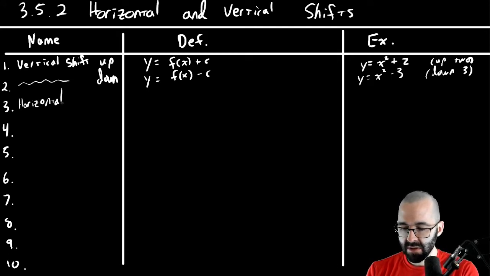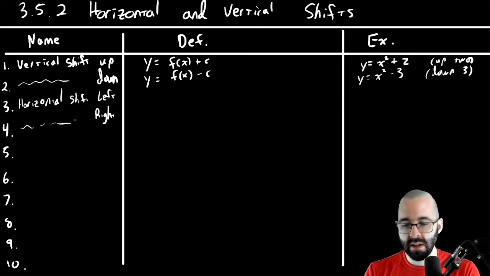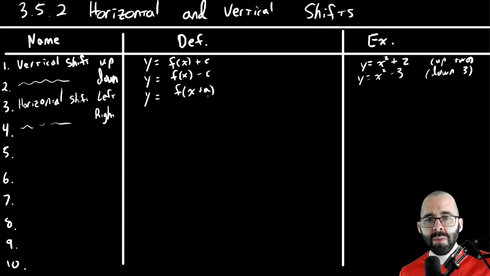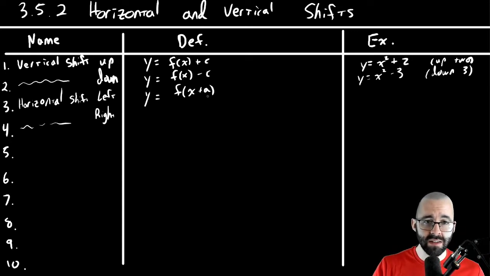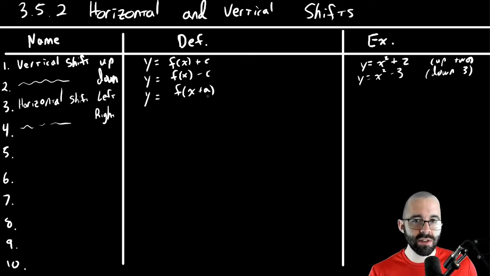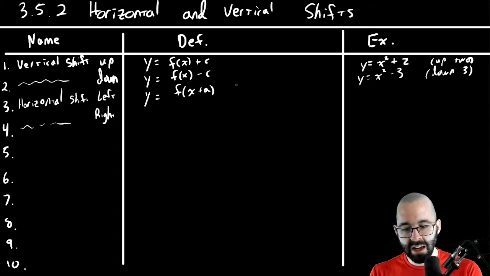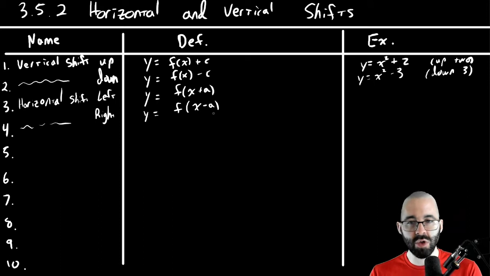So horizontal shift to the left and to the right. To the left, it's a horizontal shift if we add A. And again, you might think adding moves it to the right, but inside the function kind of usually works backwards from what you might think. So be very careful with these ones. So this is left A. To the right would be subtracting A.